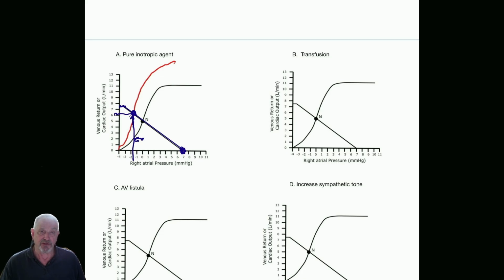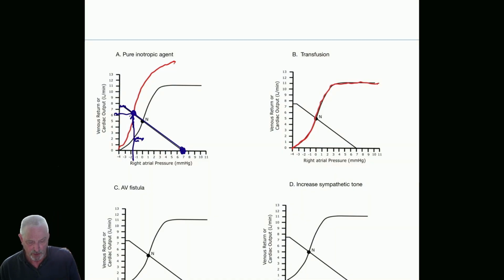This time giving a transfusion. What does a transfusion do to the cardiac output curve? Does it change Starling's law of the heart? No, the gain of Starling's law stays exactly the same because the transfusion is doing something to the blood vessels, not to the heart. And so the new cardiac output curve is right on top of the old cardiac output curve.